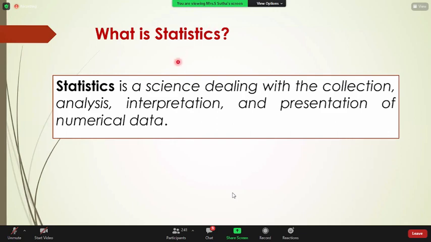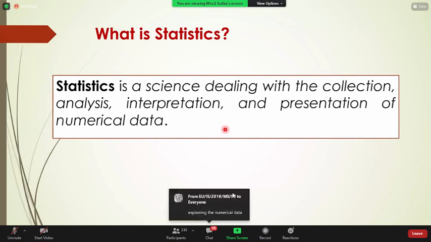Anyone, please put the answer in the chat box. In this definition, in which perspective are we looking at statistics? It's dealing with numerical data. Yeah, that statement is there. It is dealing with the numerical data. That's okay.